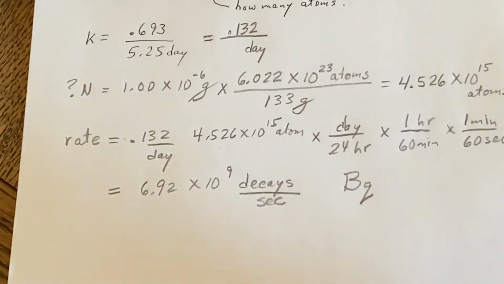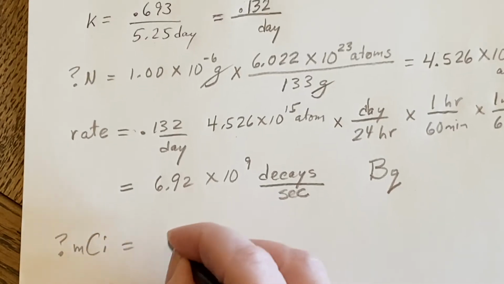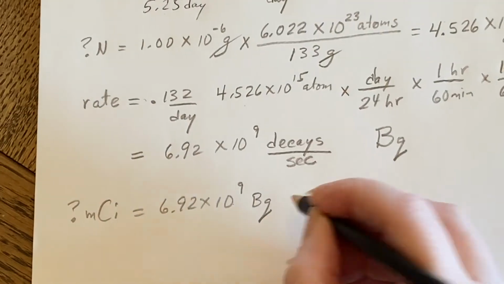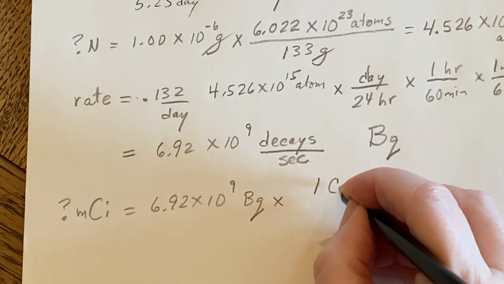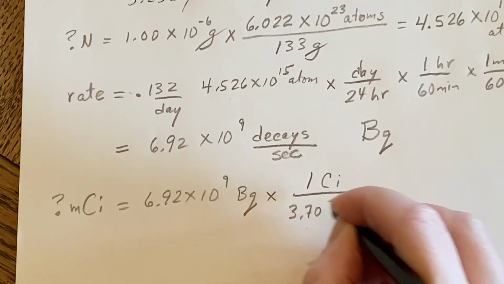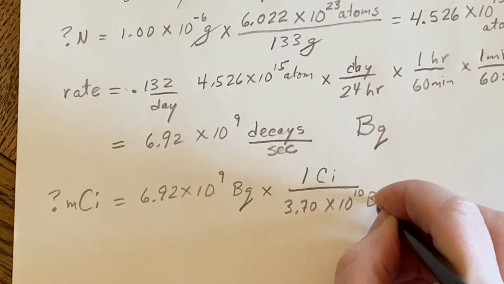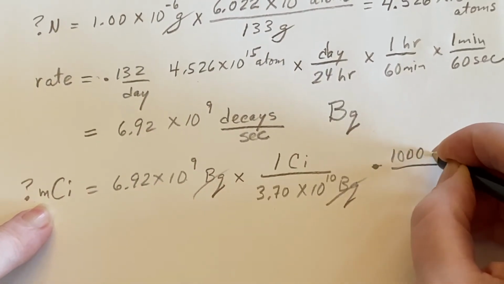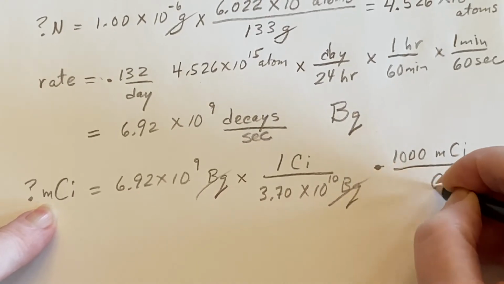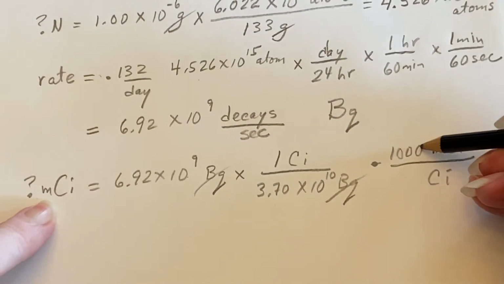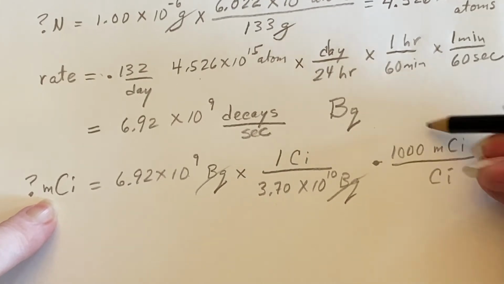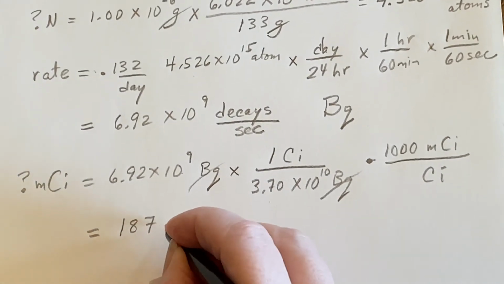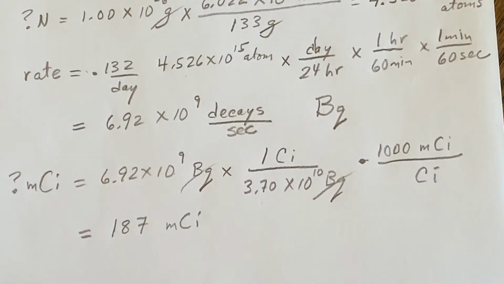Also do it in millicuries. So if I want this in millicuries, then I'm going to take this 6.92 times 10 to the 9th becquerel and use the fact that 1 curie is 3.70 times 10 to the 10th becquerel. That took care of the becquerel, but I wanted it in millicuries. So 1,000 millicuries is the same thing as a curie. See, that's the 1,000, 10 to the third. Milli means 10 to the negative third. Those cancel each other out. When I get done running that through the calculator, I'm going to get 187 millicuries. And that's our answer.